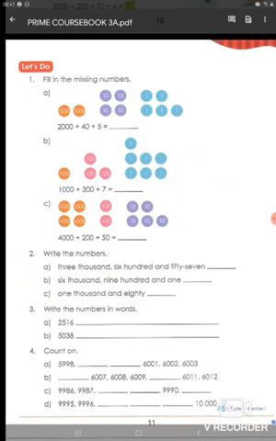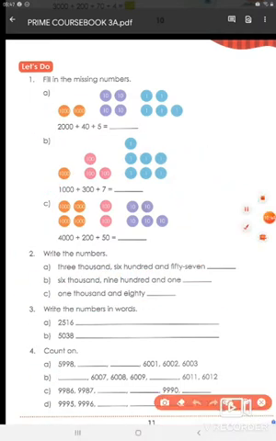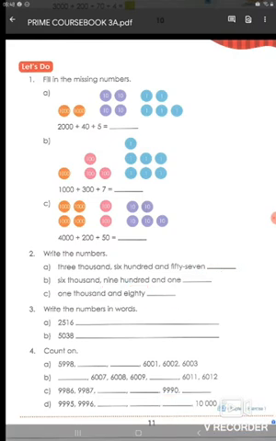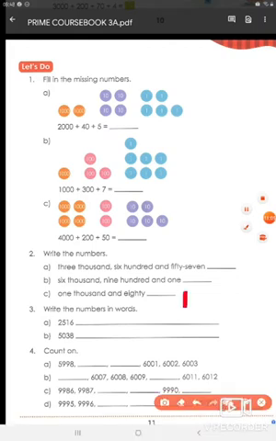And the next one, 6,901. How many tens are there? None. 1,080. All right. 1,080. 0 hundreds, 0 ones.